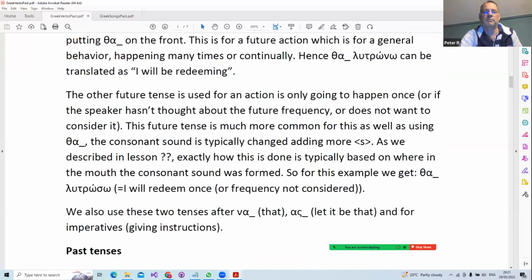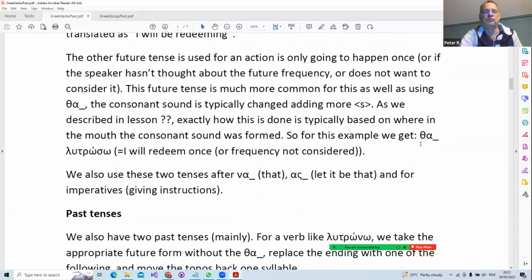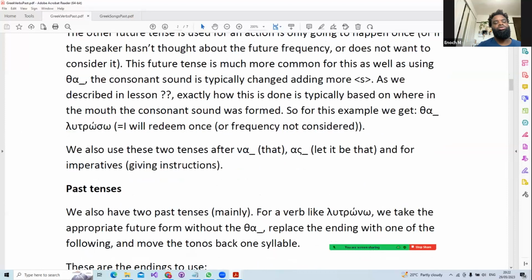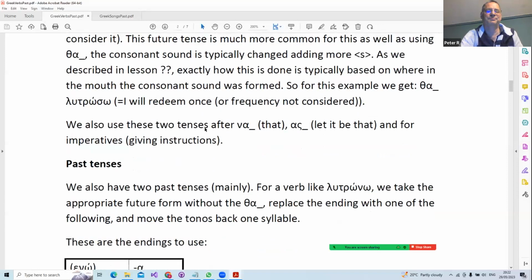Okay, deliberate mistake here. That's my story anyway. For litrono, you would say future for this version, tha litroso. And we also mentioned, I think, in previous lessons that the way you put the S in does vary a little bit according to where the consonant sound is made in the mouth. If it's something to do with the lips, then it becomes ps. If it's something sort of back in the throat, it becomes ks. And if it's something in the middle, it becomes s. And there are quite a few exceptions.